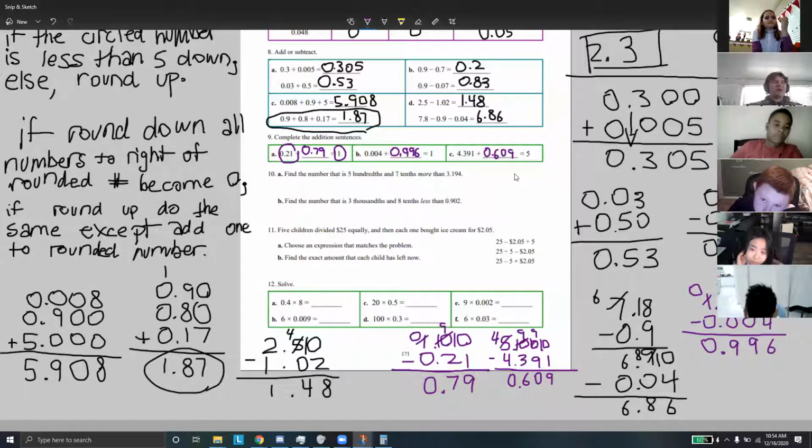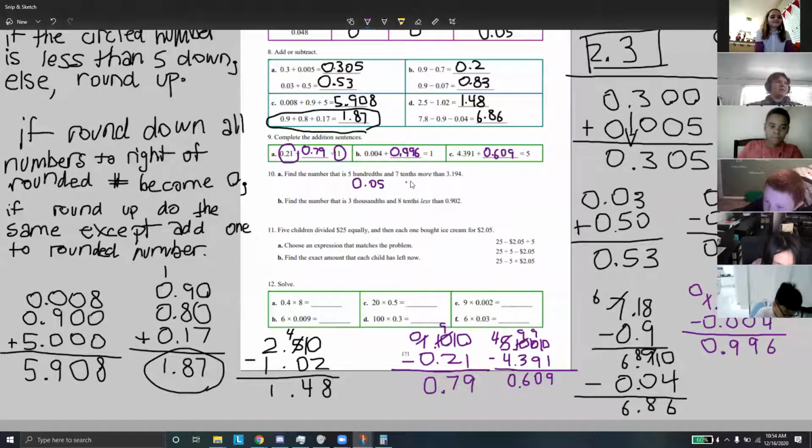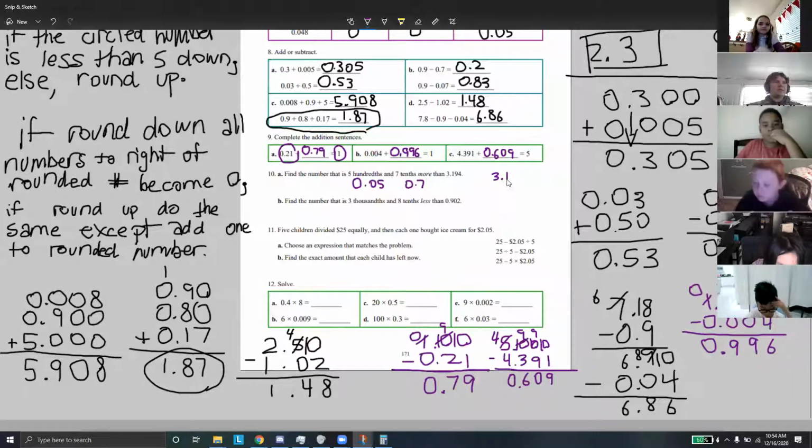Woo! We still have problems. Okay, 10. Find the number that is 500th and 7/10. So 500th, so we can write that as 500th, and 7/10, more than 3.194 thousandths. And so we can add multiple decimals at a time. That's all right.